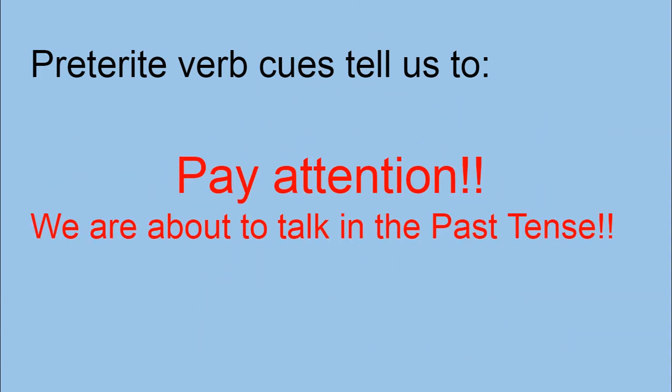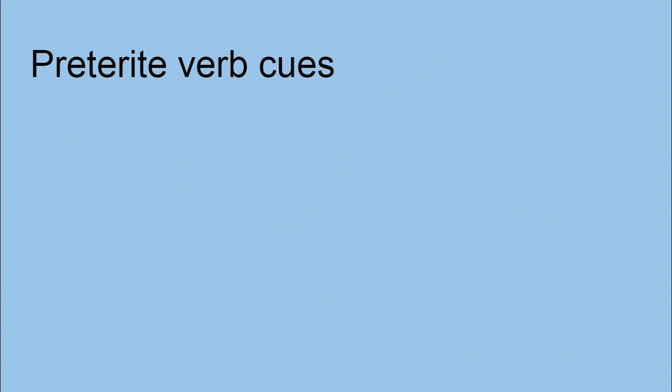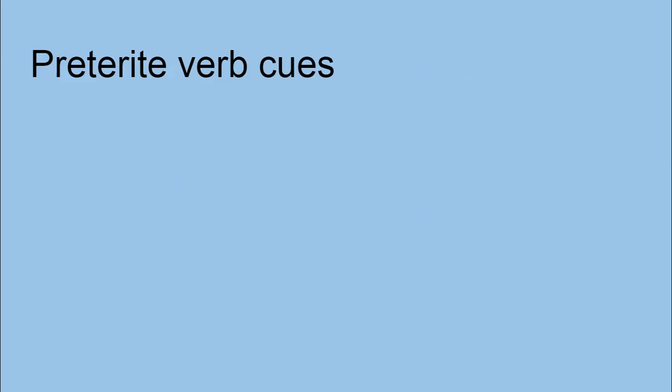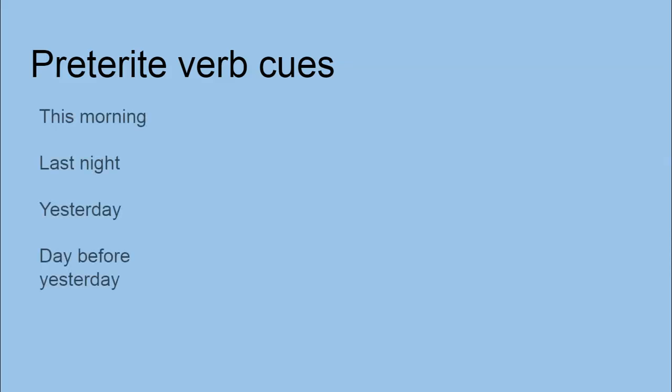So preterite verb cues tell us to pay attention. We are about to talk in the past tense. Preterite verb cues are this morning, last night, yesterday, day before yesterday. Notice these are all very specific times. We have esta mañana, anoche, ayer, anteayer.